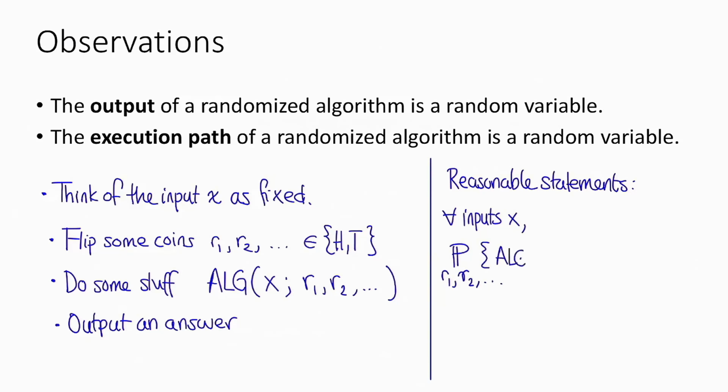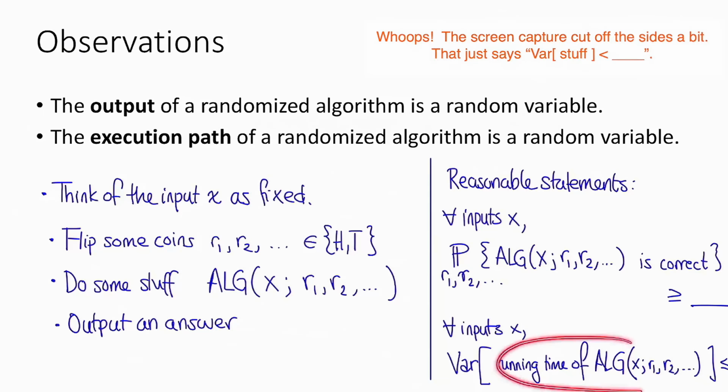that the probability that alg of x, r1, r2, ... is correct is greater than or equal to something. This is a reasonable statement that we could make, and in many cases, perhaps it is a desirable statement for us to make. Another reasonable statement is that for all inputs x, the variance of the running time of the algorithm is not too large.